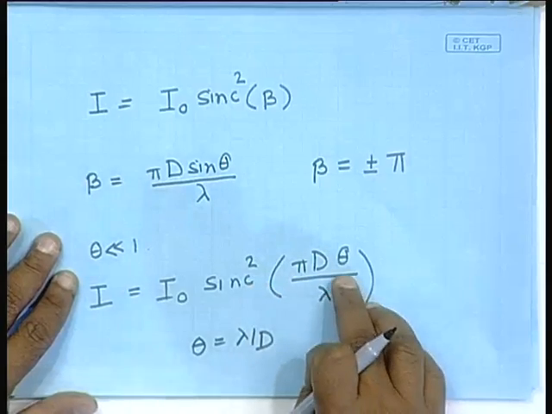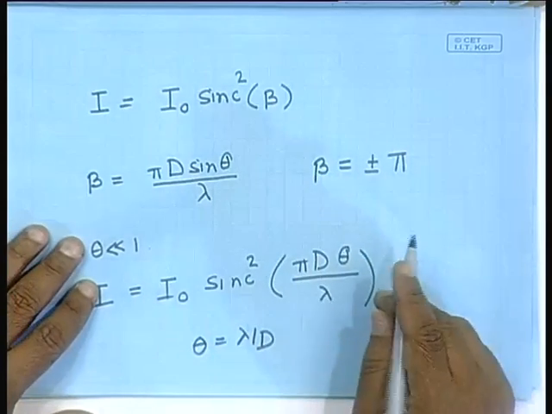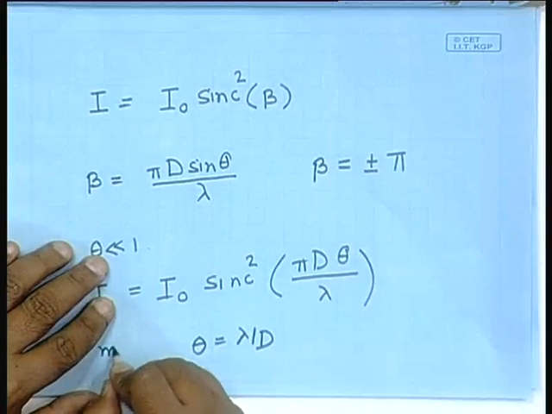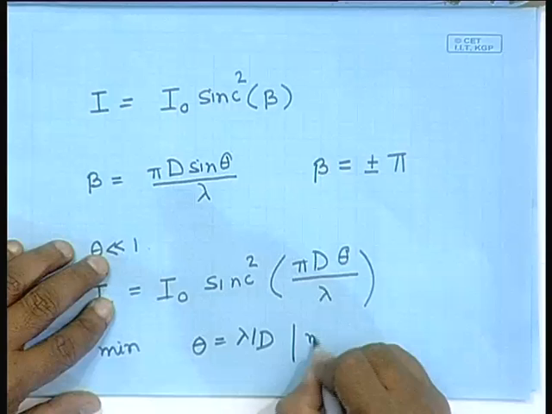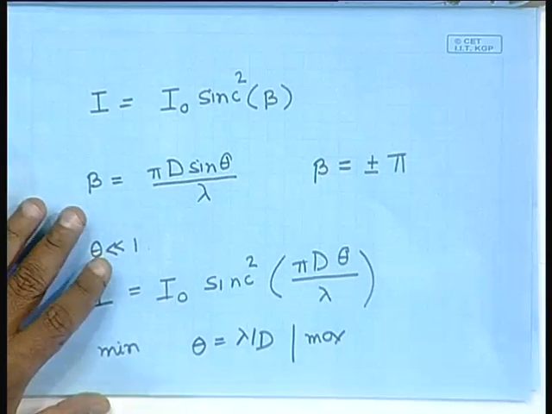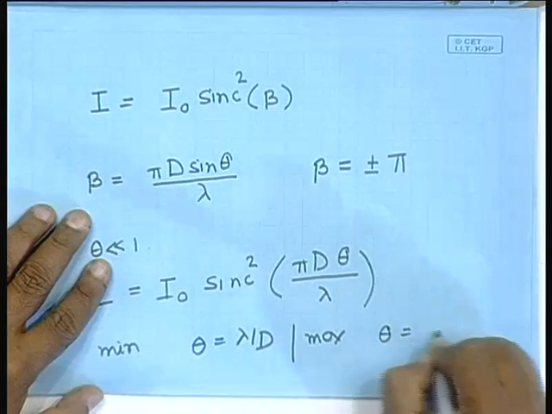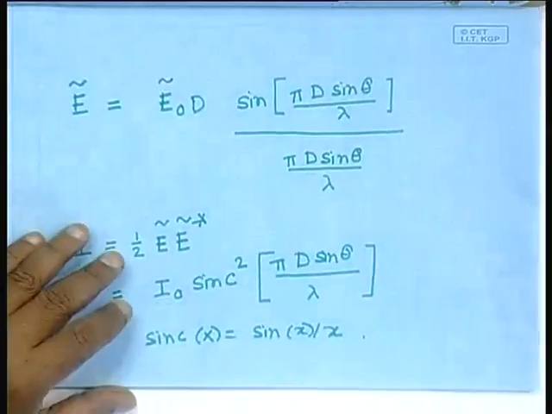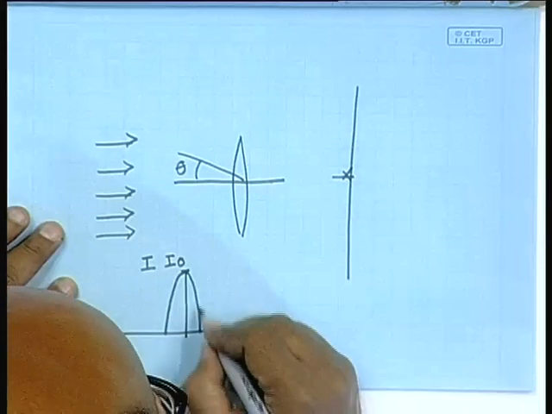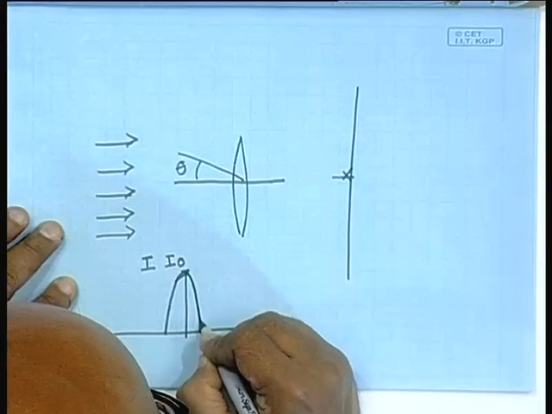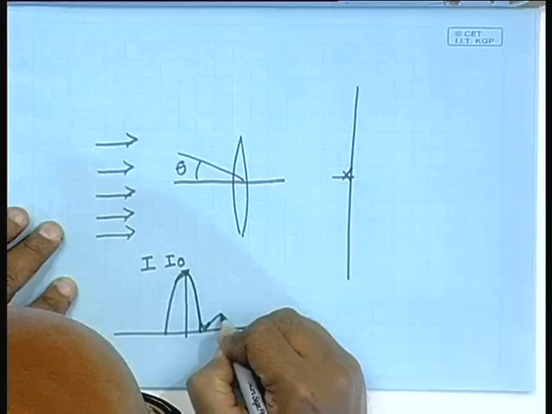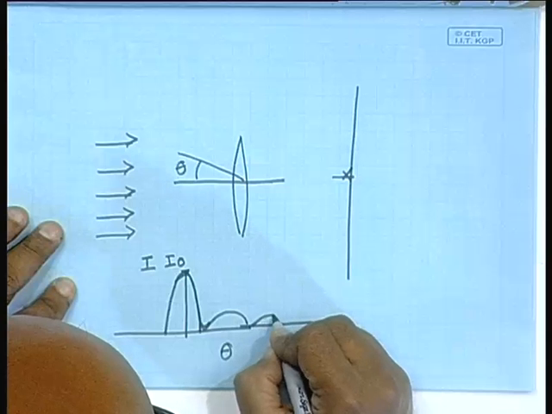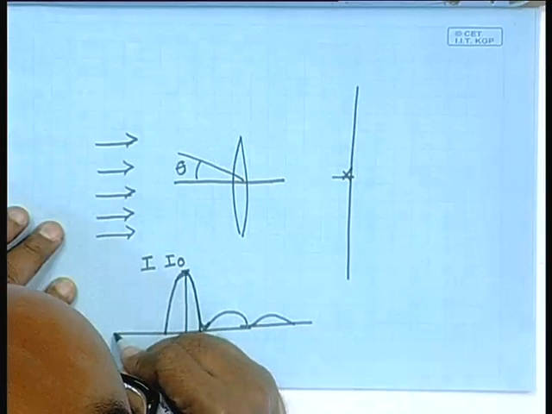It reaches a maxima when beta is 2 pi plus minus 2 pi, or in this case this is minimum, it will have a maxima again, first maxima when theta is equal to 2 lambda by d, and so forth. You will have a pattern of minima and maximas. So, the intensity pattern on the screen is going to look something like this. The amplitude of the later maximas is going to fall.